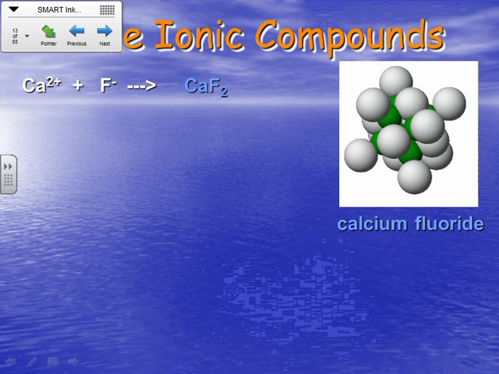Now, I'm going to show you today how to get from here to here, how to get from the ions to the formula. You don't need to know that yet. Okay, so calcium fluoride is one example of an ionic compound.